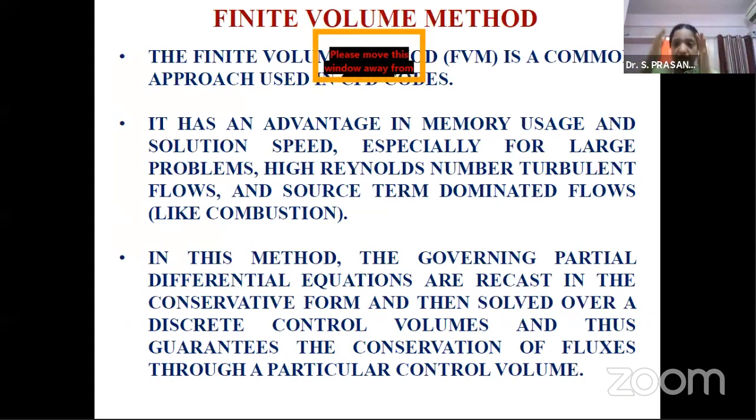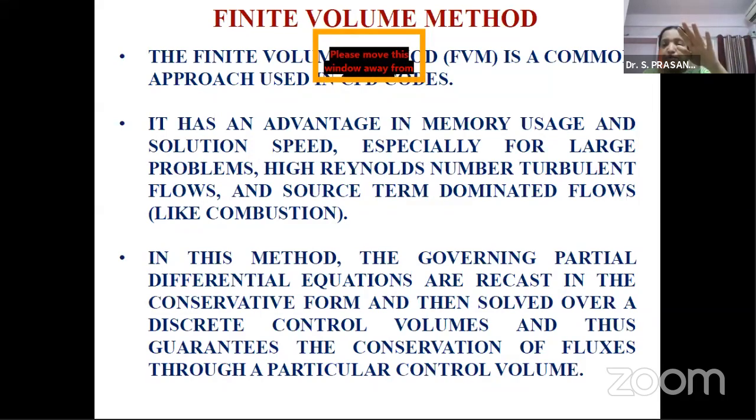Now, as I was briefing you, we have three methods that can be adopted: the finite difference, finite volume, and finite element methods. Here we have used the finite volume method. It is a common approach for multi-phase analysis. It is very easy to visualize, it has a memory advantage, and you can run it for high Reynolds numbers. The partial differential equations are iteratively solved, either simultaneously or one after the other.